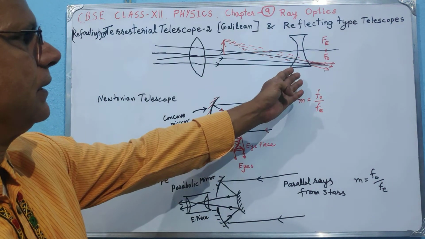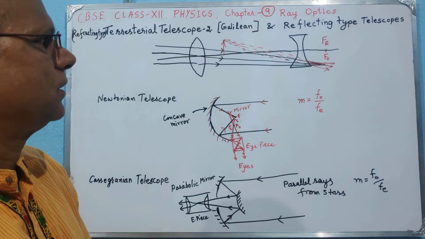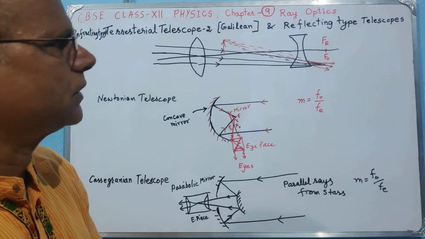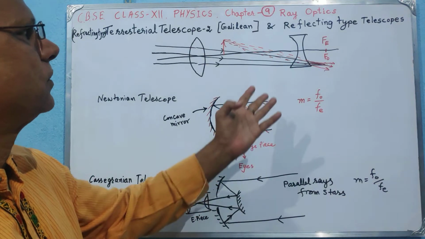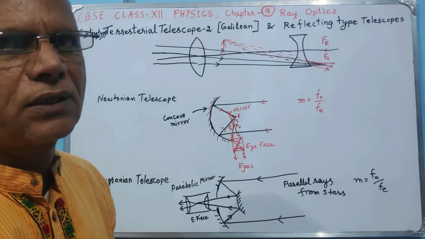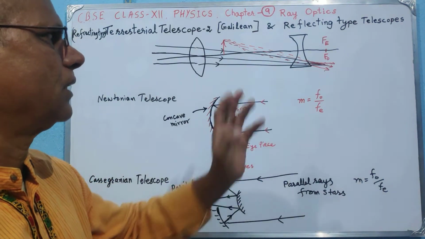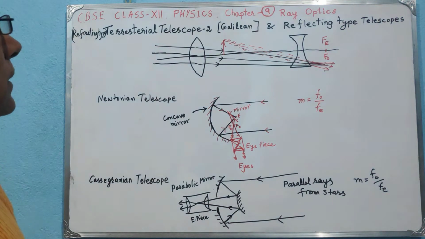So that way the effective length of the telescope is reduced by some amount, and also the loss of brightness due to introduction of one extra lens is avoided. So this is how it works.